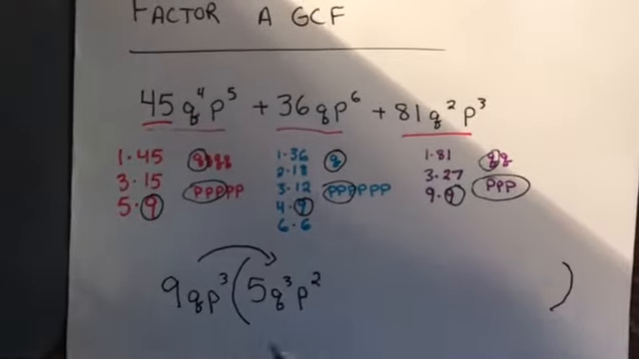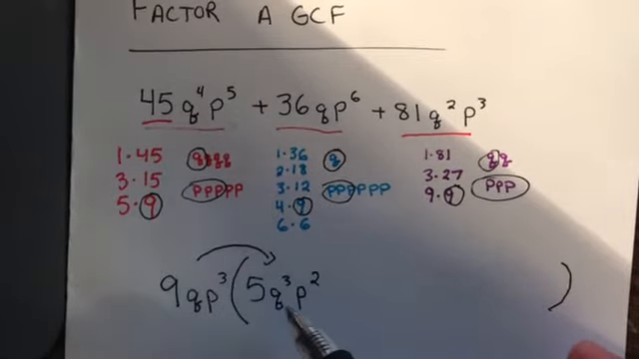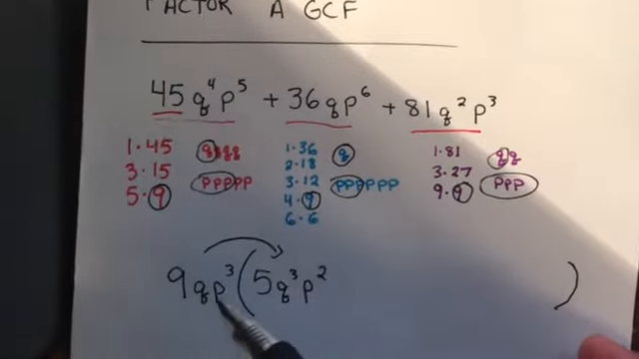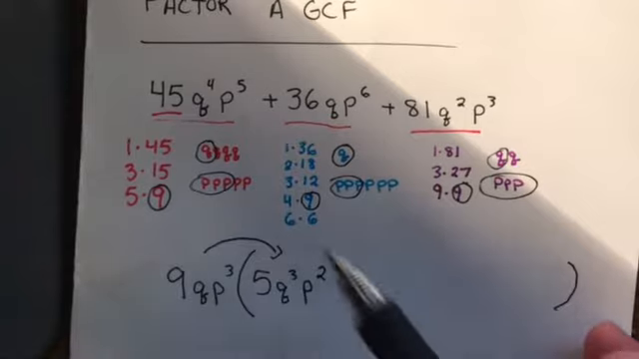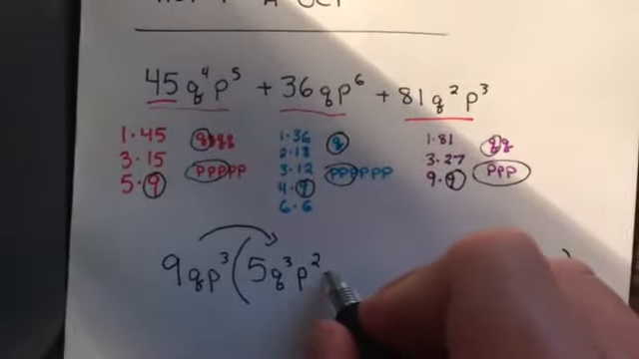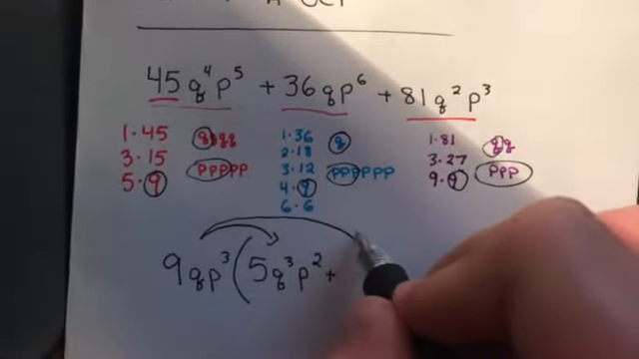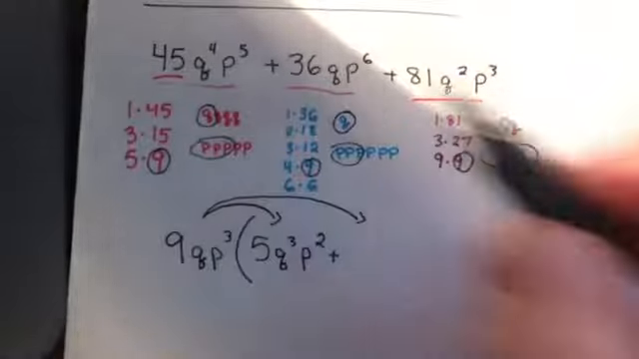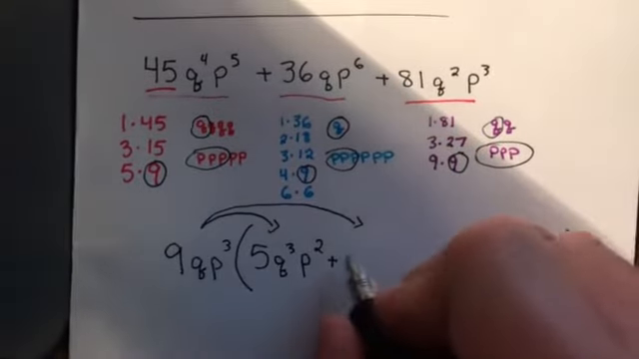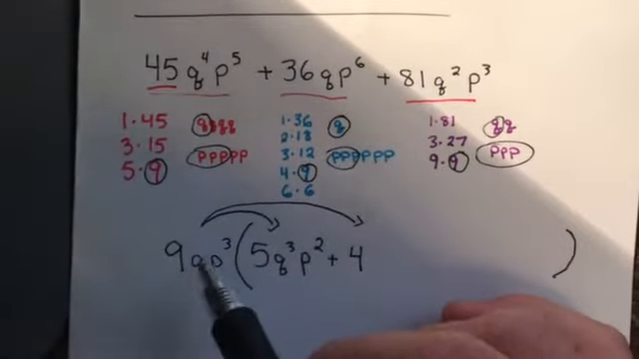So my entire first term is done. 9 times 5 is 45. Q times q to the third is q to the fourth. P to the third times p squared is p to the fifth. Okay, we'll move on. Plus 9 times something is 36. 9 times 4.